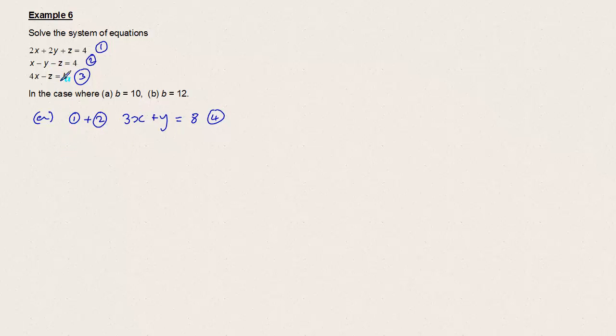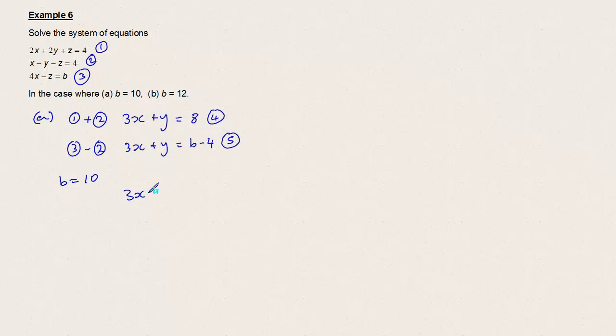And now I'd like to get rid of the z between these two equations. So if I do equation 3, take away equation 2, that gives me 3x's. No y's take away negative y, gives me a plus y. Z's will disappear, and I end up over here with b take away 4.